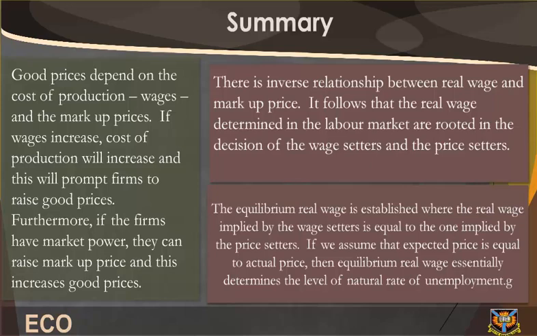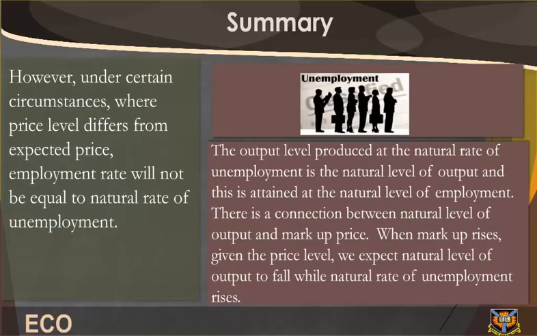Furthermore, if the firms have market power, they can raise markup price and this increases good prices. There is an inverse relationship between real wage and markup price. It follows that the real wage determined in the labor market is rooted in the decisions of the wage setters and the price setters. The equilibrium real wage is established where the real wage implied by the wage setters is equal to the one implied by the price setters. If we assume that expected price is equal to actual price, then equilibrium real wage essentially determines the level of natural rate of unemployment. However, under certain circumstances, where price level differs from expected price, unemployment rate will not be equal to natural rate of unemployment.